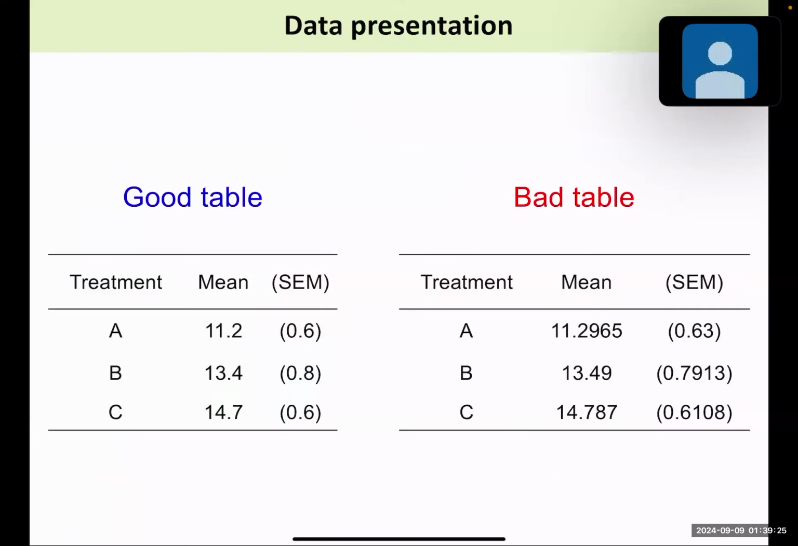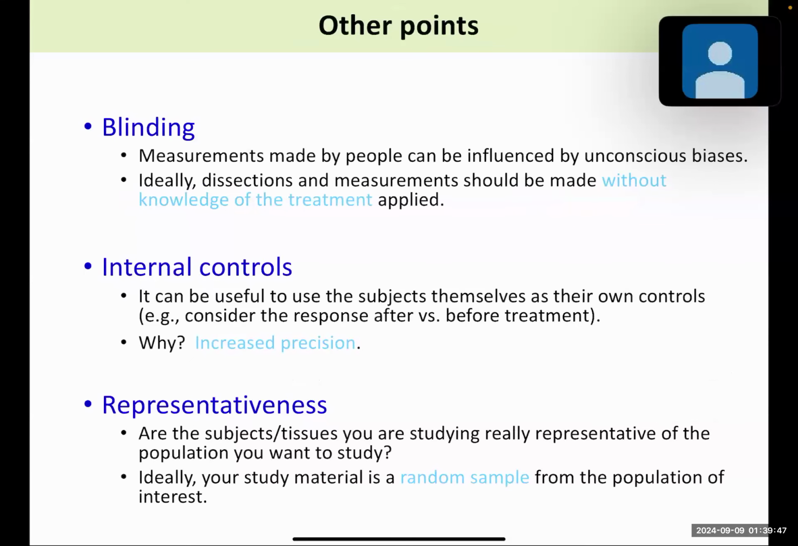Okay, so another example, so there's a good table and bad table, because here you kept the significant numbers consistently, right? 그러니까 이제 한국말로 하면 이제 유효숫자, 저 유효숫자를 굉장히 잘 지켰고, 이제 bad table에서는 유효숫자는 완전히 무시를 했죠. There are also other points to consider.